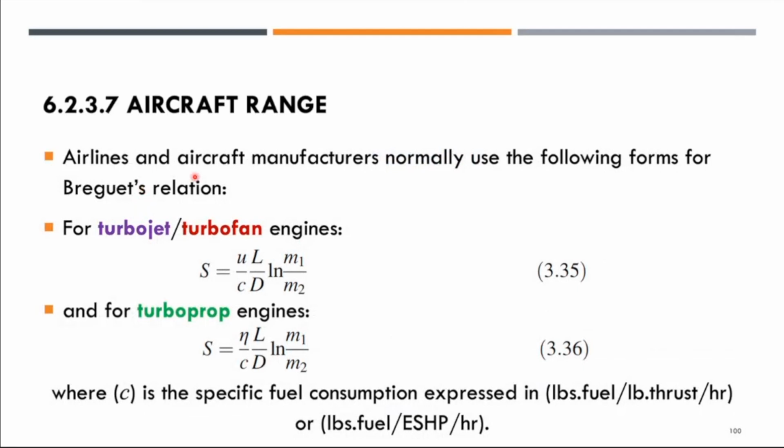Airlines and aircraft manufacturers normally follow the form of the Breguet relation for turbojet or turbofan engines. You can use equation 3.35, and for turboprop engines you can use expression 3.36. In this particular case, C is the specific fuel consumption expressed in pounds of fuel per pound of thrust per hour, or in terms of pounds of fuel per equivalent shaft horsepower per hour.